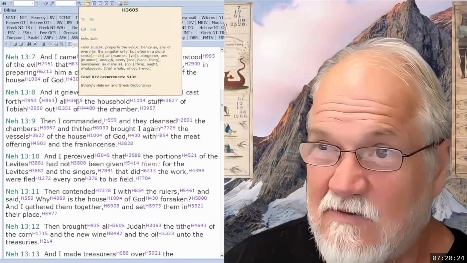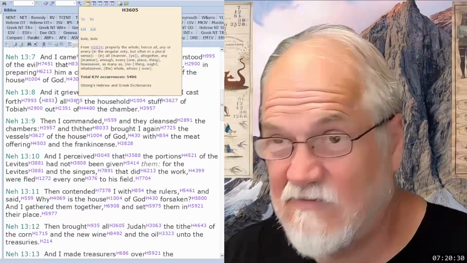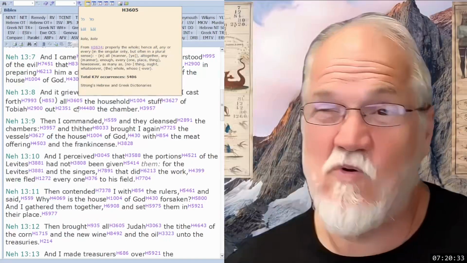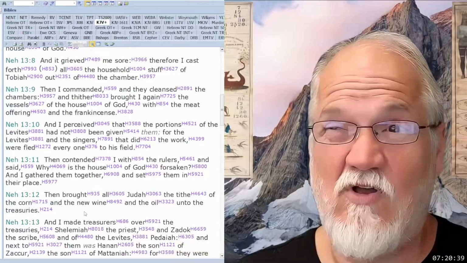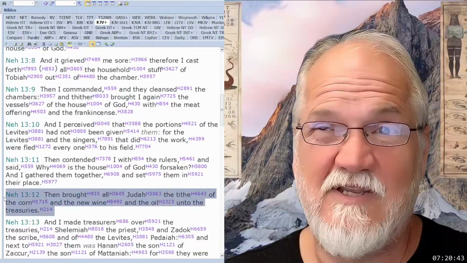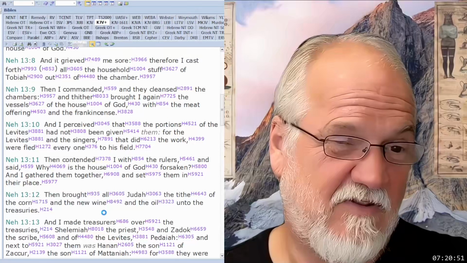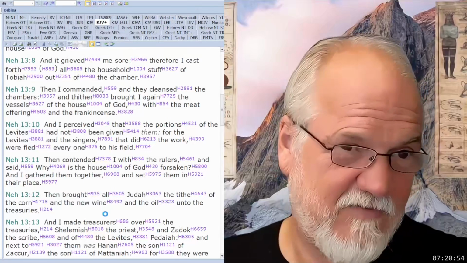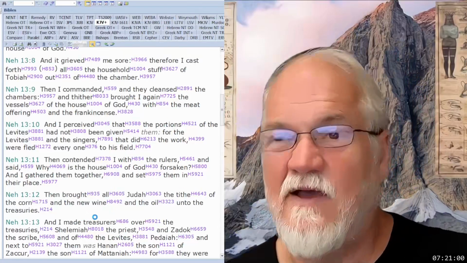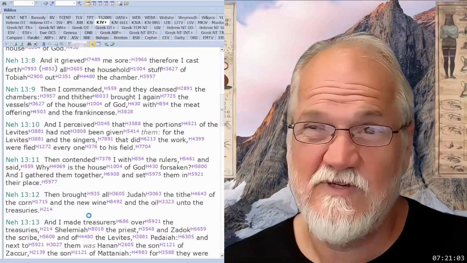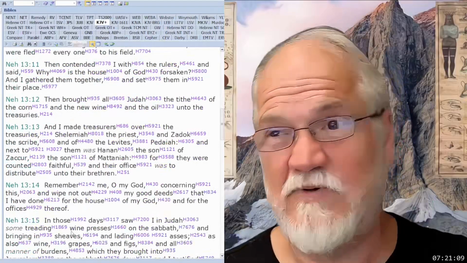And then brought all Judah the tithe of the corn and the new wine and the oil unto the treasuries. Right? So you're going to have corn, new wine, which is grape juice, and oil. And now this puts it in this period when you're dealing with new wine. This is in the harvest in the fall, right? So we know it's in the fall, but it's just another thing that shows that. And I made treasurers over the treasuries, right? So he's going to set up these things that he had set up before, but just establish those.